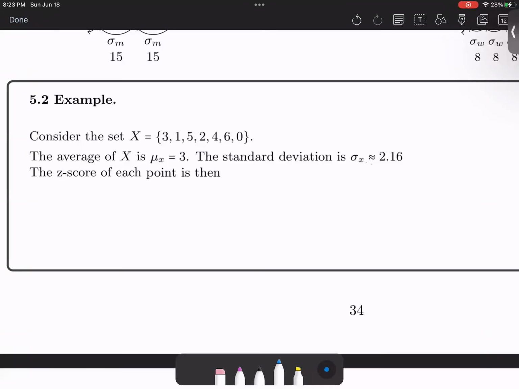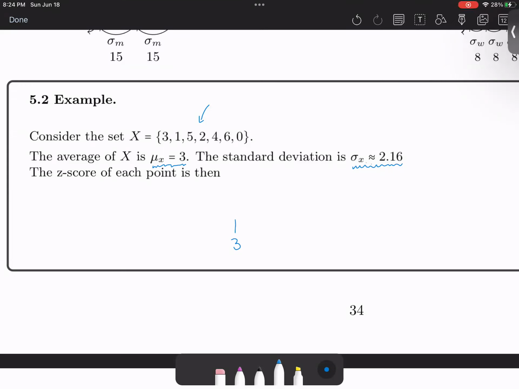Let's use the idea that we can use the average as the center of a data set, and we can talk about how spread out the data set is by using the standard deviation to give a relationship between every point and the center. So here's a data set X, which you can compute, or you can trust me, the average of that set is equal to 3, and the standard deviation is equal to 2.16. So here's our average of 3. And we are going to compute the z-score of every point.